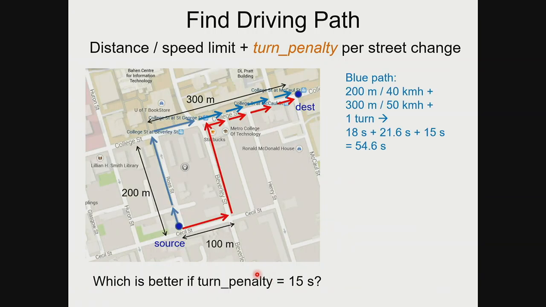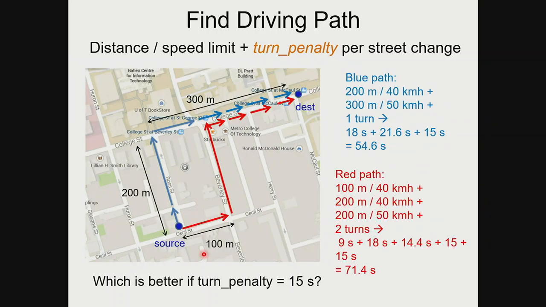Okay. So for the blue path, we have 200 meters over, let's say, the speed limit here, which we got from the street segment info, is 40 kilometers per hour. Plus, we have 300 meters over 50 kilometers per hour. Again, these are assumptions, let's say you got it from the database. Plus, there is one turn here, which is 15 seconds. So that will add up to 54.6 seconds, right?